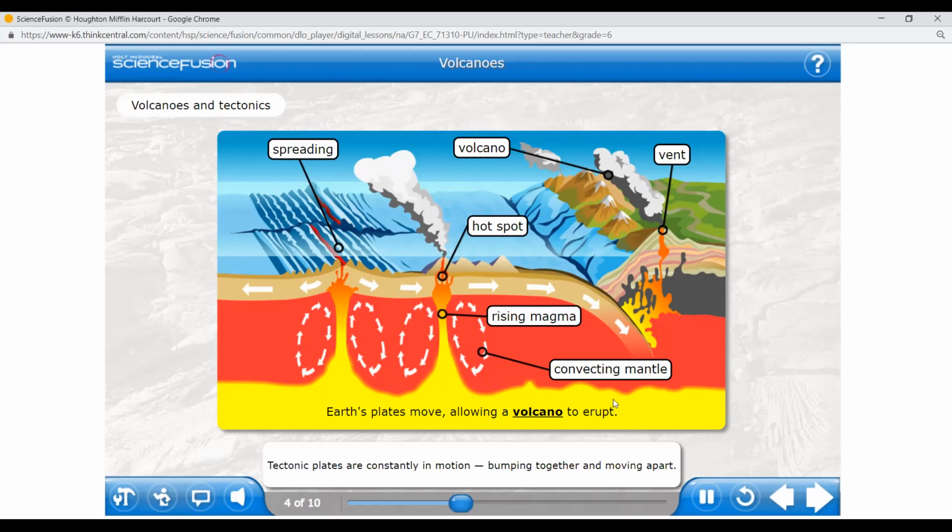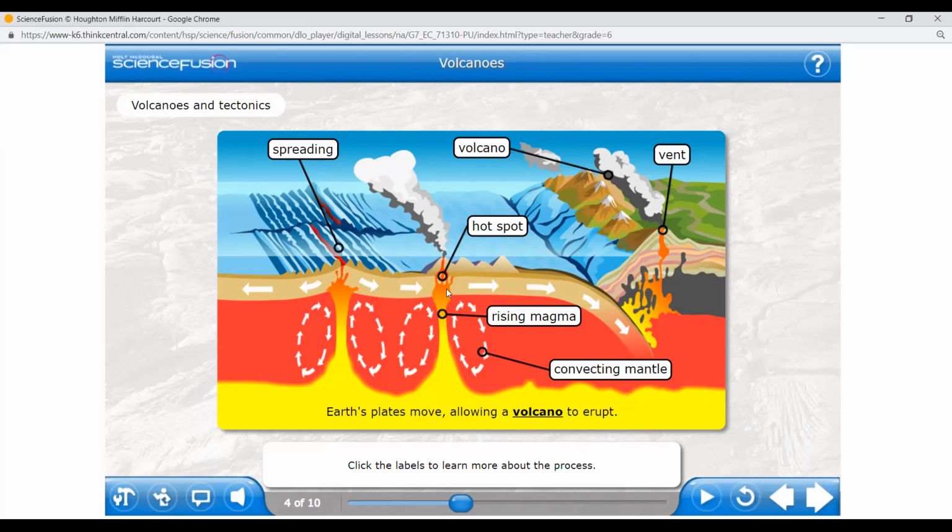Tectonic plates are constantly in motion, bumping together and moving apart. When tectonic plates spread apart, they create a vent. The further apart the plates move, the larger the opening. If the opening in the crust is large enough, magma erupts. Click the labels to learn more about the process.